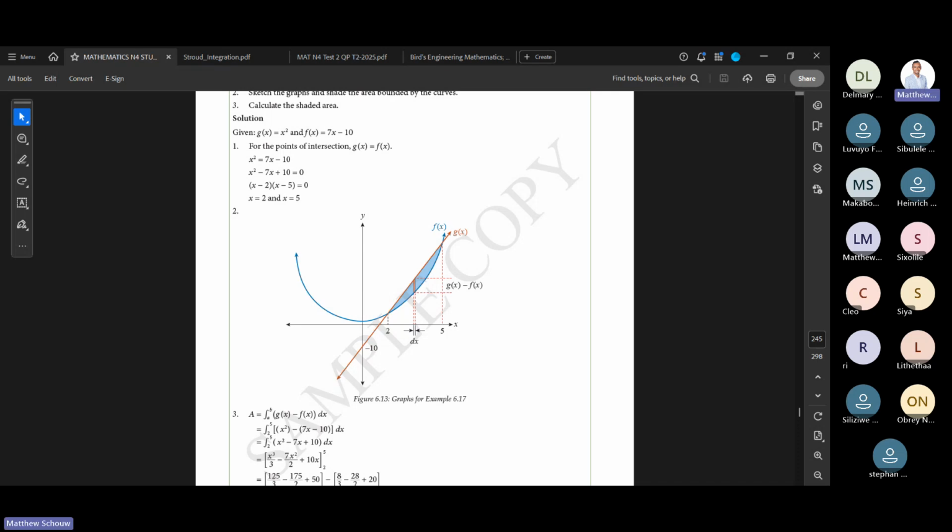Can we say yes, colleagues? Are we happy with that? Yes or no? Do you agree with my integration there? The next one is going to be 7x squared divided by 2, right? And the last one will be 10x. Close the brackets, and we put 5 in, minus 2.